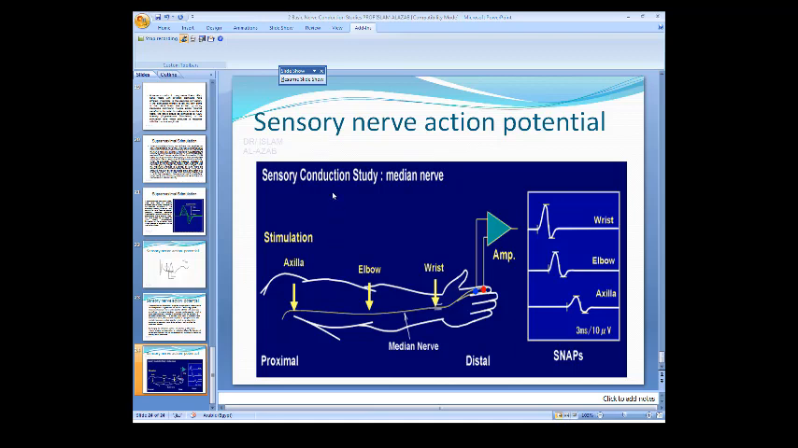Here, a sensory conduction study of the median nerve of the 3 points of stimulation, as we said before. This is the shape of the waveform, as we see, with a different latency.